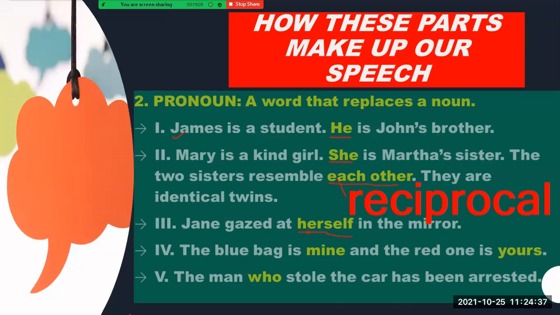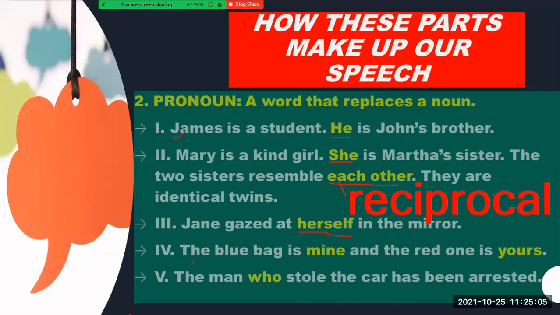When you look into the mirror, what do you see? You see yourself. Yourself is a reflexive pronoun. It's a reflection of you. Instead of saying Jane gazed at Jane in the mirror, which will sound repetitive and boring, we say Jane gazed at herself in the mirror.